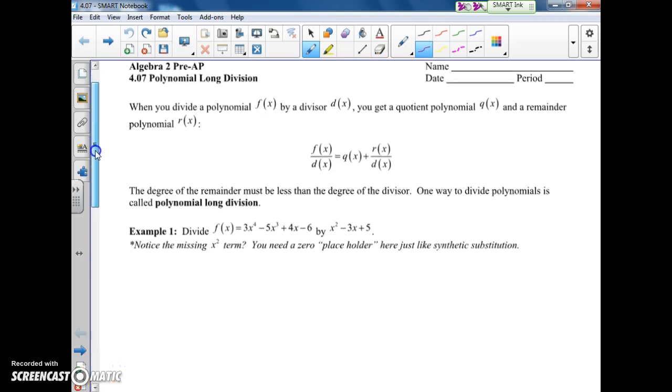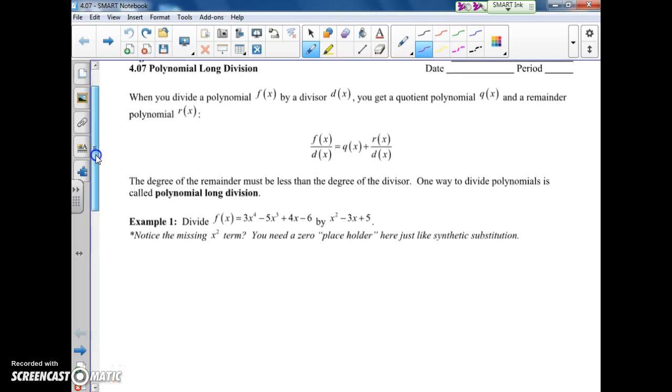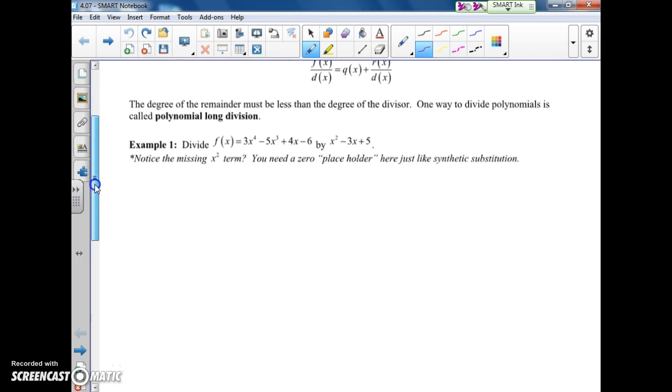You're doing division of polynomials the old-fashioned way. Let's look at the first example. You have 3x to the fourth minus 5x cubed plus 4x minus 6 divided by x squared minus 3x plus 5. Now this is just like old-time division.